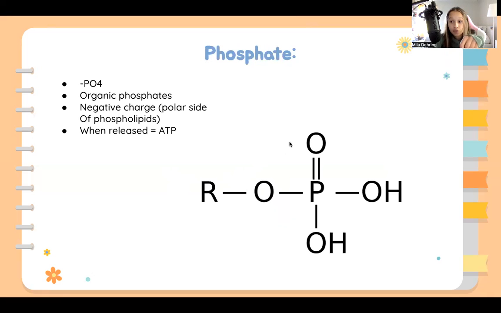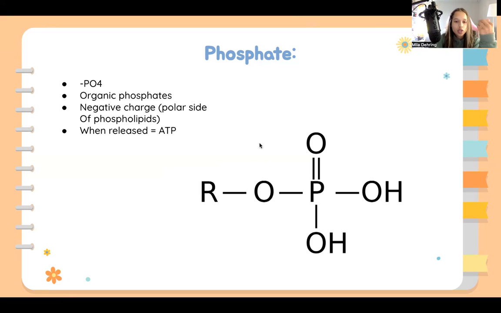Phosphates are PO4, or phosphate and then 4 oxygens, but you need to be very careful. It's going to be a carbon, that's the R in this case. So we're going to have a carbon attached to an oxygen, which then attaches to a phosphorus. And this phosphorus is going to have a double bonded oxygen, and then it's going to have 2 oxygens below it. In this case, these are attached to a hydrogen when it's unionized, but when it's ionized, it's going to have 2 ionized oxygens.